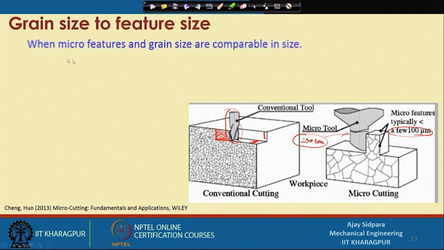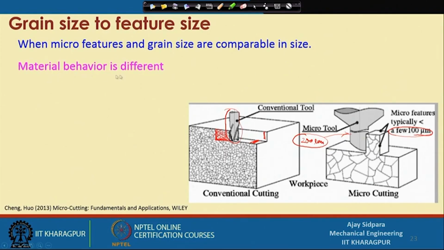Let us see. When the micro features and grain size are comparable in size, now we want to cut the material at a micro scale, which has a feature size of 100 micron or something, and we have a grain size also in terms of hundreds of microns. So, grain size and feature size are almost the same. So, material behavior is different in this case; cutting mechanics changes due to the size effect.